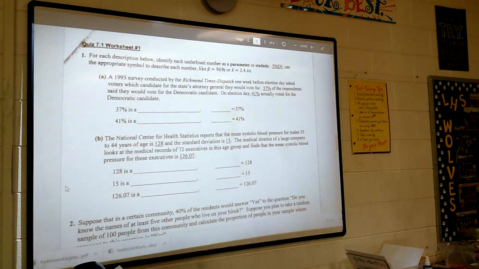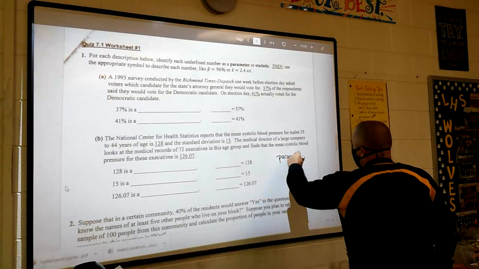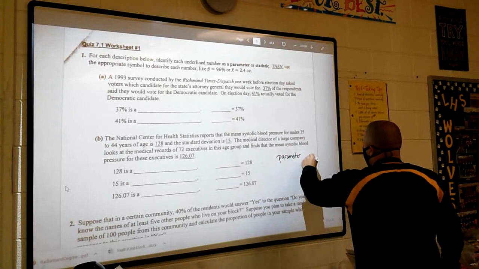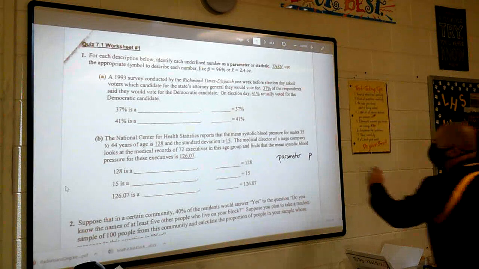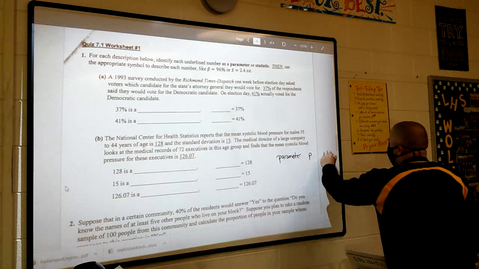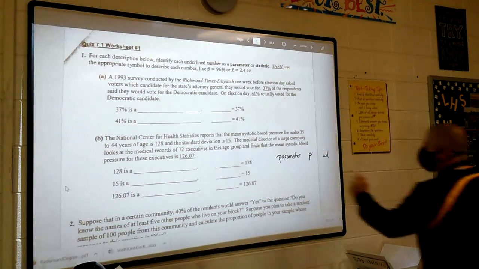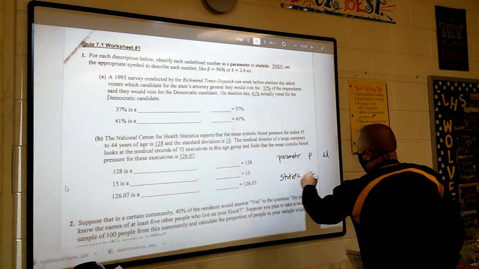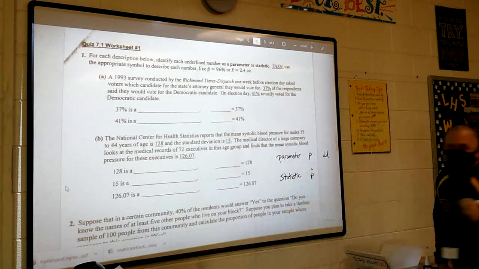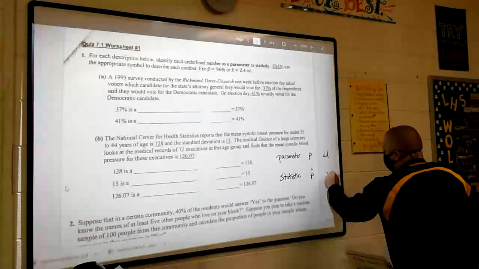So a parameter, if you're talking about a proportion, you're going to use the letter P. If you're talking about a mean, you're going to use mu, because it's talking about the whole population. For a statistic, which is just a sample, if you're using a proportion, you're going to use this little p hat because it's a prediction of our entire population. And if you're using the mean, you're going to use this little x bar.